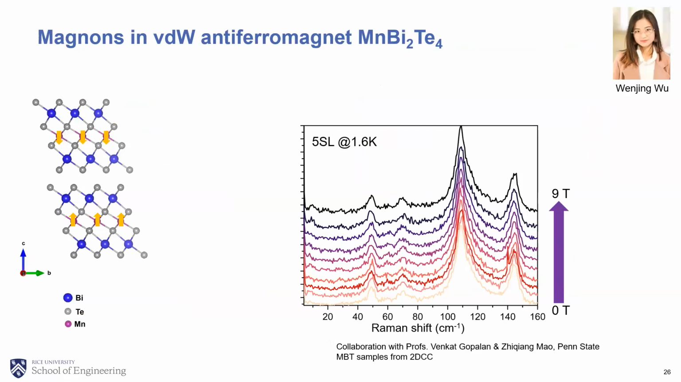In addition to phonons and photons, we also took an interest in magnons in van der Waals materials. Magnons are a collective excitation of the spin structures in magnetic materials. In particular, we are interested in this van der Waals antiferromagnet, manganese bismuth telluride, or MBT. We can exfoliate these materials down to a few layers. Here I'm showing the Raman spectra for 5 layers of this material, and you can see there are lots of peaks.